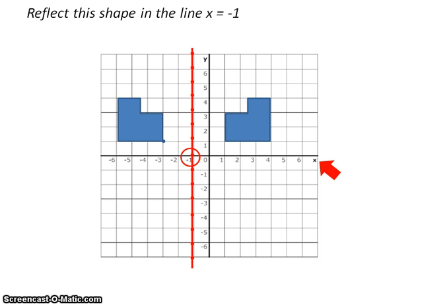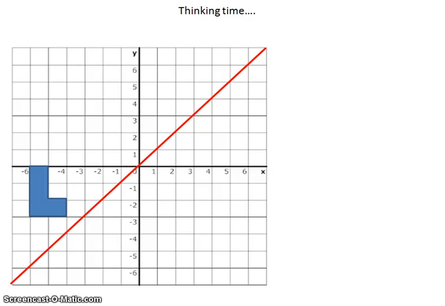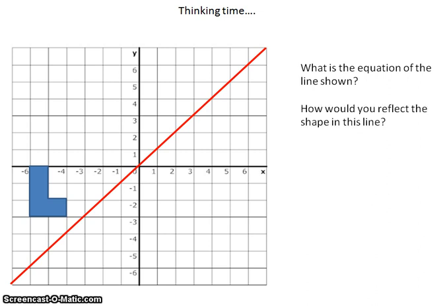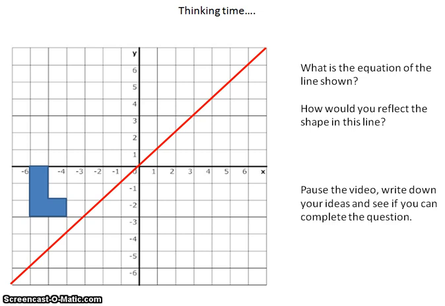Now what I'm going to get you to do, before next lesson, is a little bit of thinking on your own. So if we go across to the next slide, a bit of thinking time for you. I've got a slightly trickier question here. What is the equation of the line that I've shown in red as my line of reflection? And also, how would you reflect the shape in this line? I'd like you to pause the video in a moment and write down your ideas and see if you can complete the question. You might be able to reflect the shape in the line quite easily, but I'd like you to try and tell me exactly what you did to be able to do that.